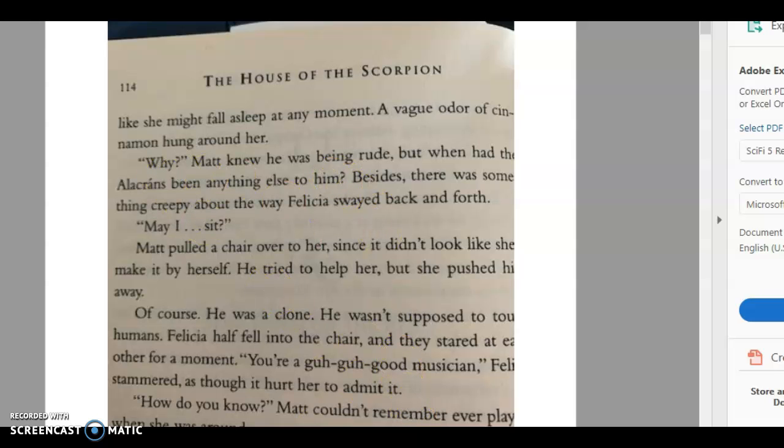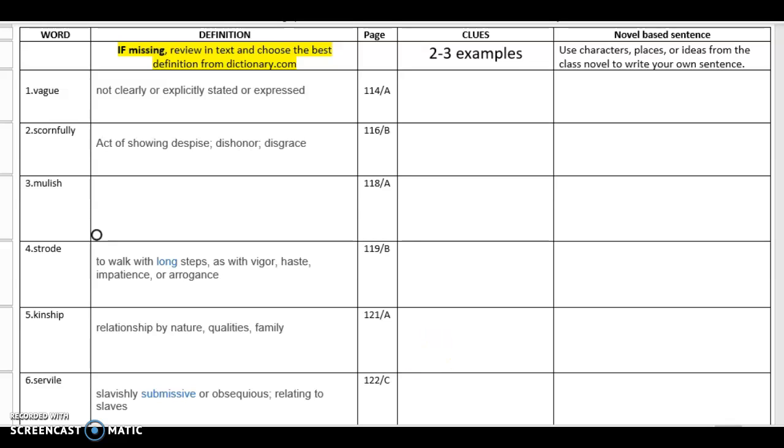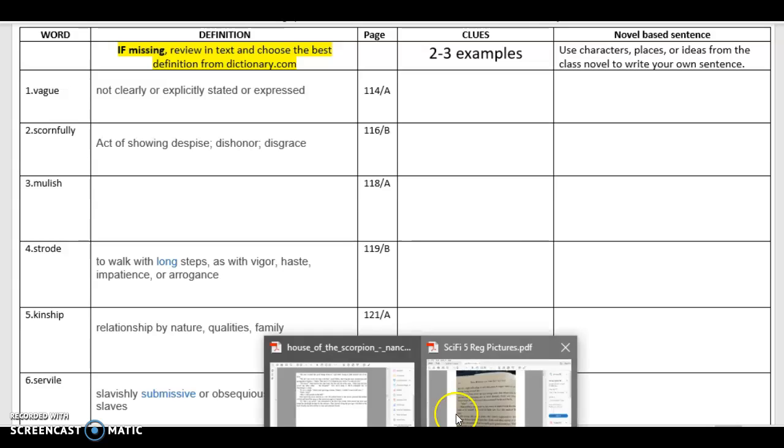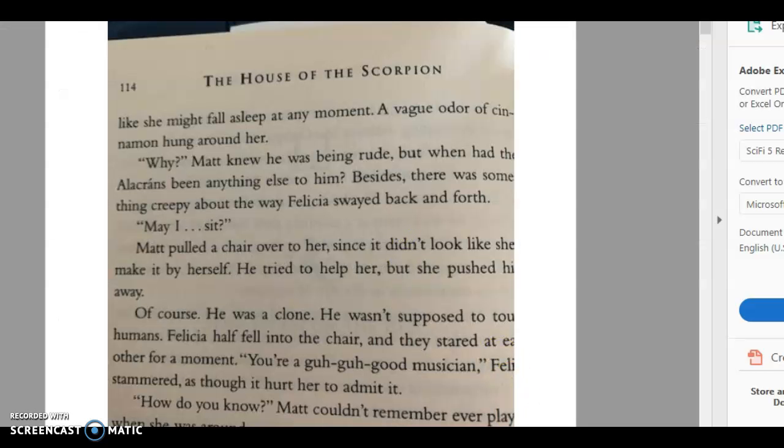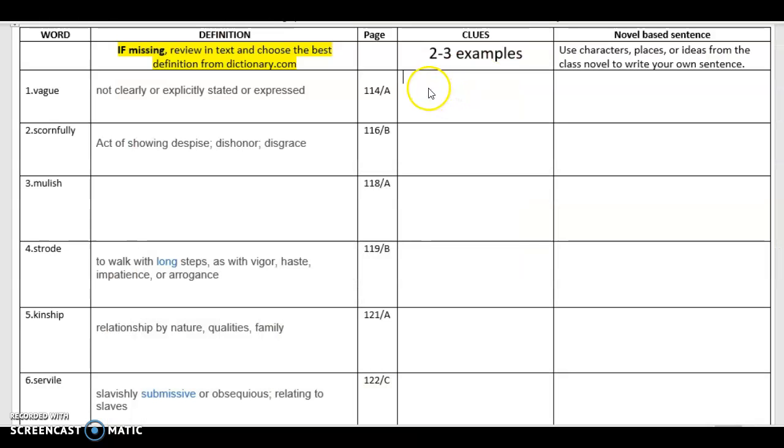All right, so let's look back at what the definition is. It says vague, not clearly or explicitly stated or expressed. So if we look at that, we are looking at, what does it mean by Felicia and what she has. So if we look back at our document, it does say a vague odor of cinnamon hung around her. So that is if we look right here, this is that the odor was around her. Okay, so that is what it is.